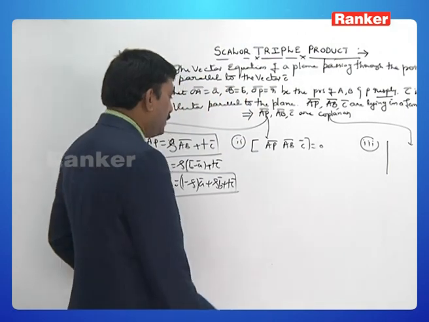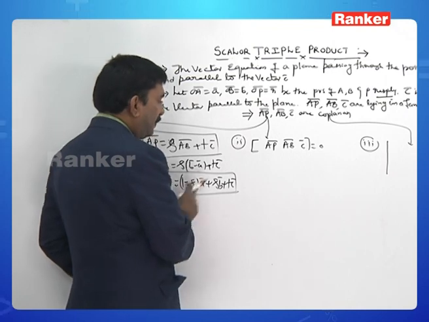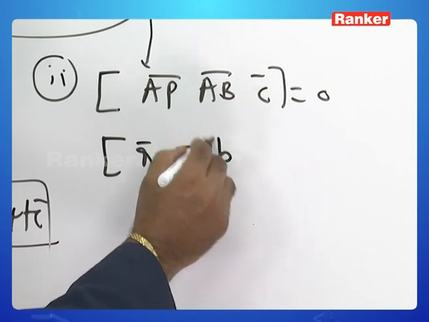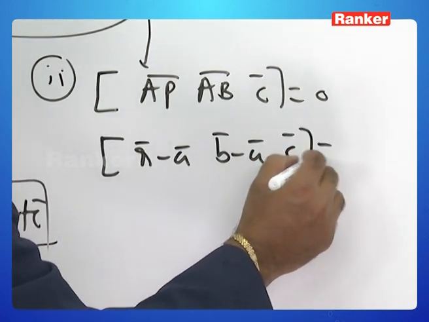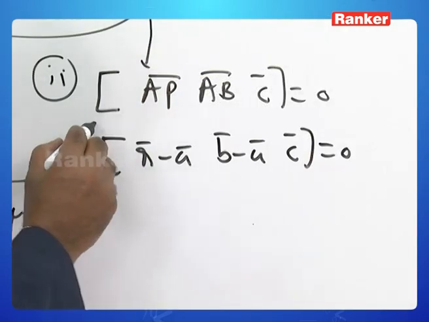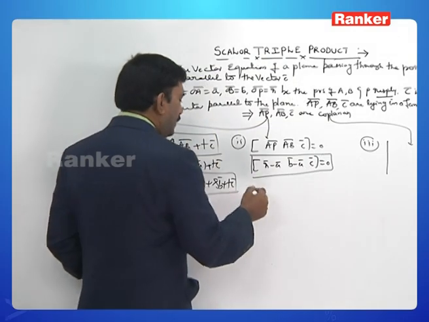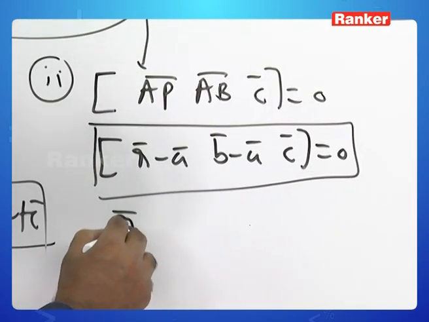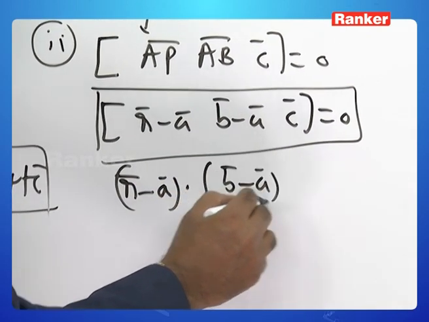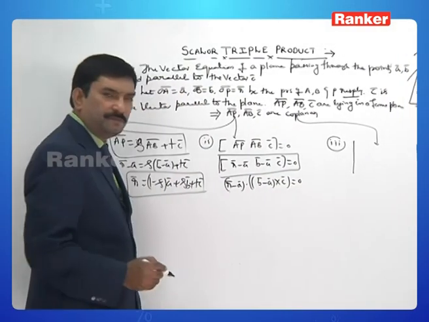Now, this we already came across in addition of vectors. Another way is box of R bar minus A bar, B bar minus A bar, C bar is equal to 0, right? This is also one way of writing the plane equation passing through 2 points and parallel to one vector. I can also write R bar minus A bar dot of B bar minus A bar cross C bar is equal to 0.